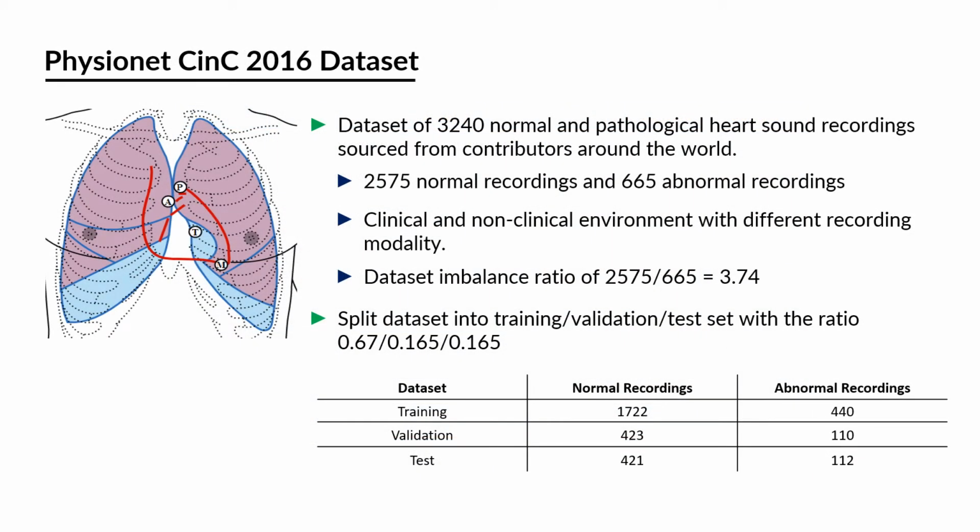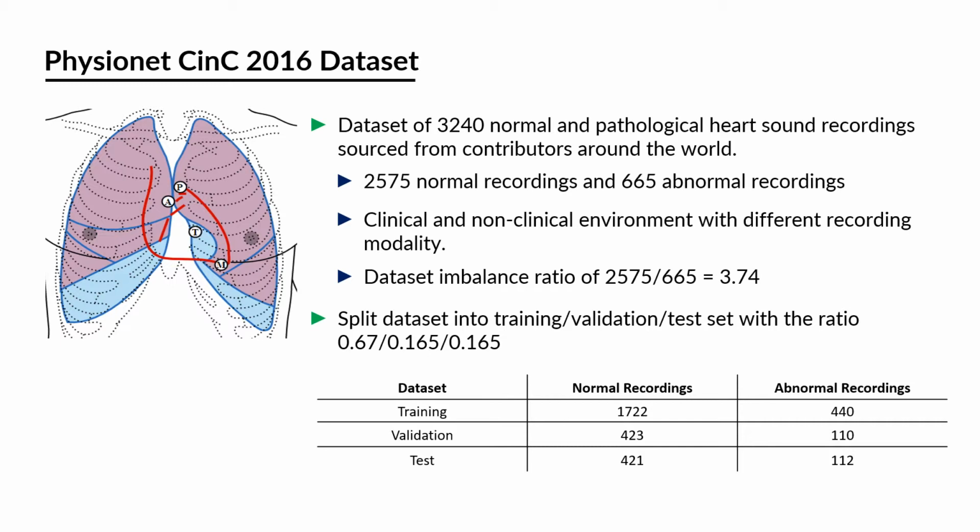Now that we have decided the features we want to extract from our segmented PCGs, what we need next is data, and the PhysioNet CinC 2016 dataset is used, which consists of 3,214 normal and pathological heart sound recordings from all around the world, recorded in clinical and non-clinical environments with different recording modalities. The dataset is imbalanced with 665 abnormal recordings and 2,575 normal recordings with an imbalance ratio of 3.74.